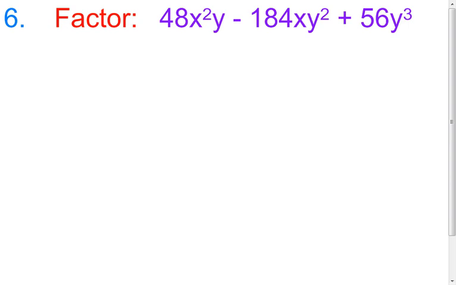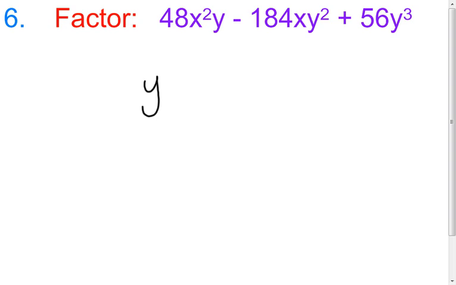But if you look at the y's, the first term has a y, the second term has a y squared, the third term has a y cubed. So they do all have at least a y to them. So I know for sure I can pull a y out of there. And then it becomes, what can you factor out of 48, 56, and 184?